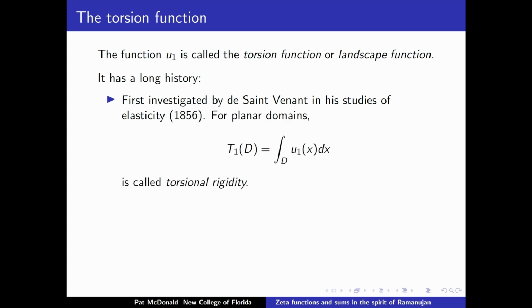And for planar domains, Saint Venant looked at the integral of this thing. So remember, this is the thing I'm looking at. It's called torsional rigidity. And what it is, is a measure of the torque required if you hold a cylinder of unit height, you hold the base, you twist the top. The amount of torque required to twist the top relative to the base a radian is this T1D.